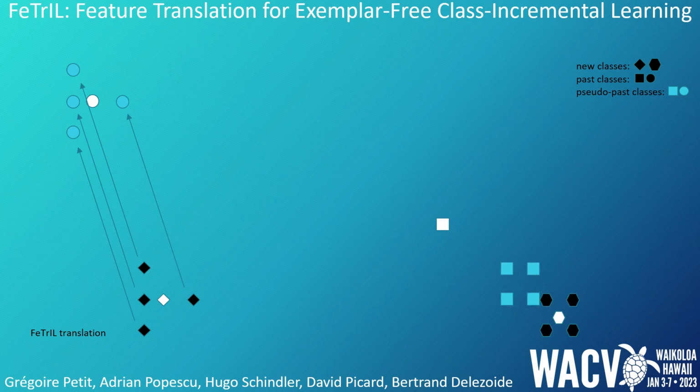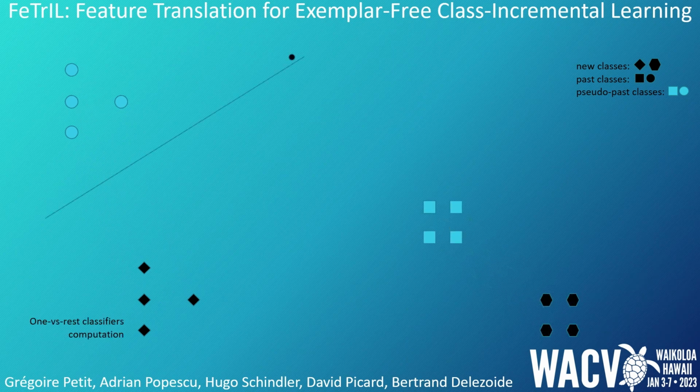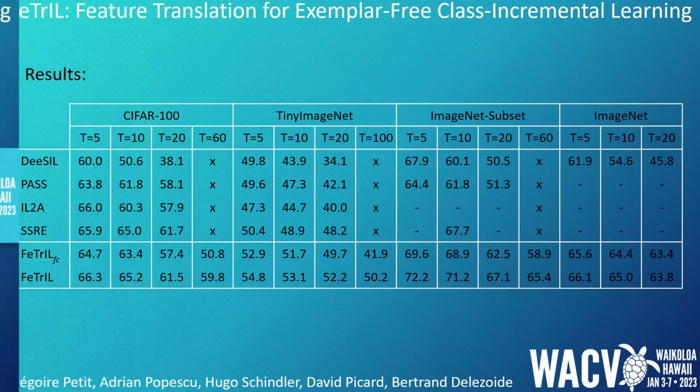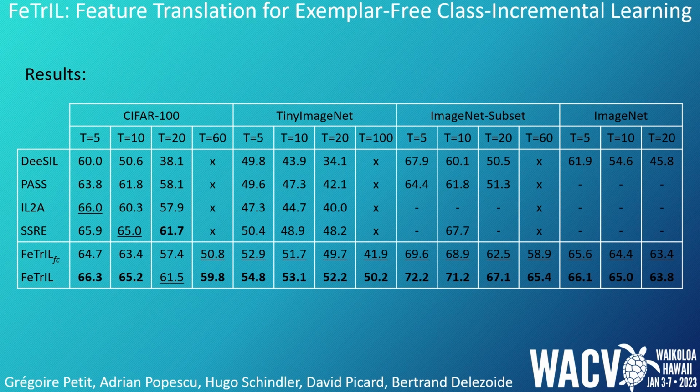Let's move on to the third and last part, the results and the key takeaways. I benchmarked FeTrIL against the state-of-the-art methods that have results on some datasets. We noticed in bold that although FeTrIL is very simple, it is really performing. It should also be noted that in the case of one class incremental learning, FeTrIL works and is also very efficient and not very sensitive to catastrophic forgetting. It is now time to conclude.